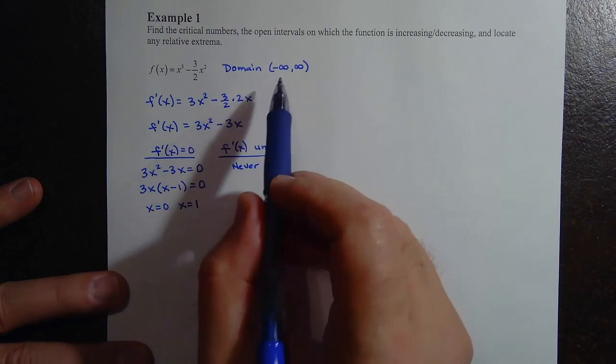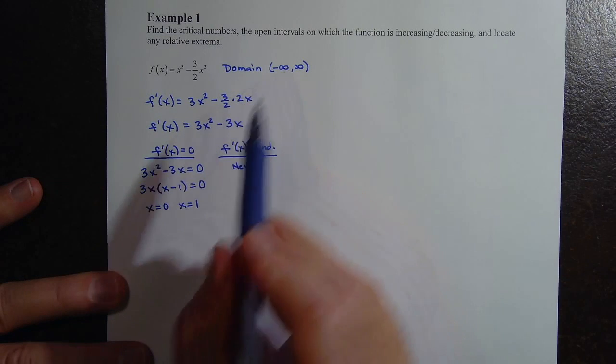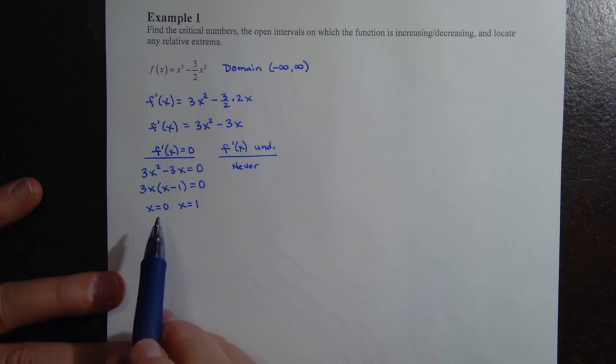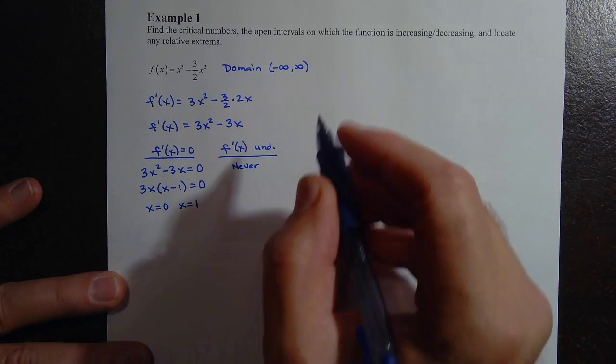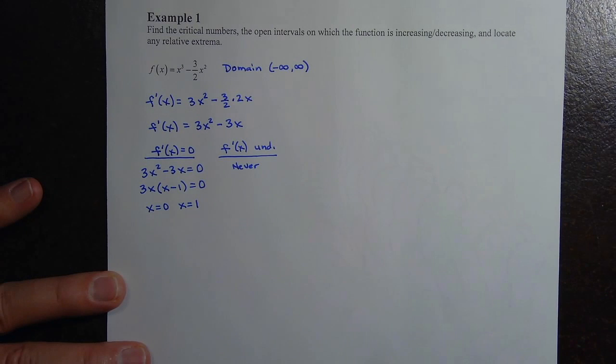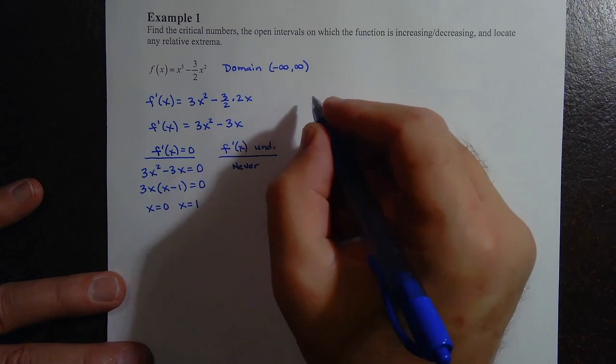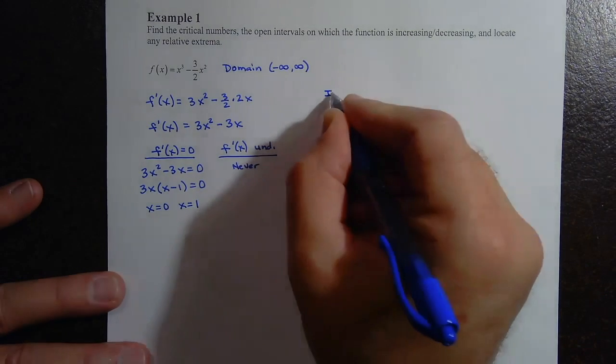All right, so we're going to use the domain, and we're going to use these critical numbers to make what's called a sign chart. All right, and we actually did sign charts last year in Honors Math 3 because we used it to determine the polynomial inequalities. Okay, so I'm going to label this intervals.